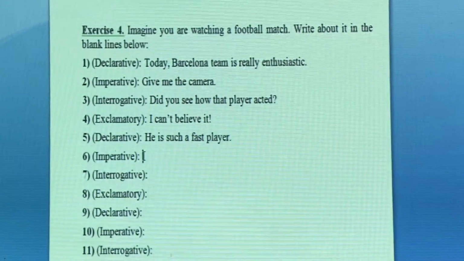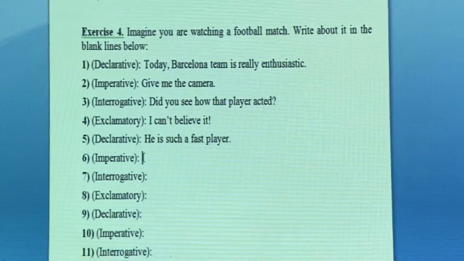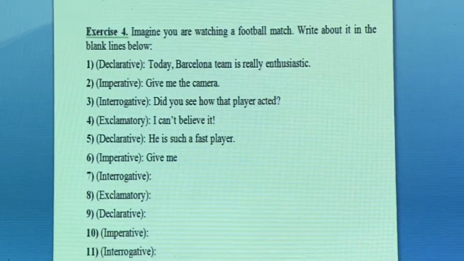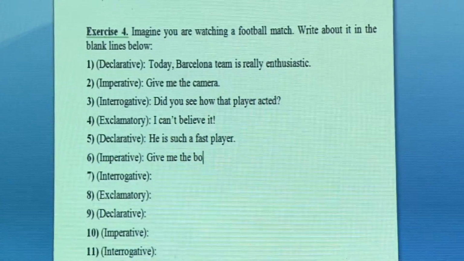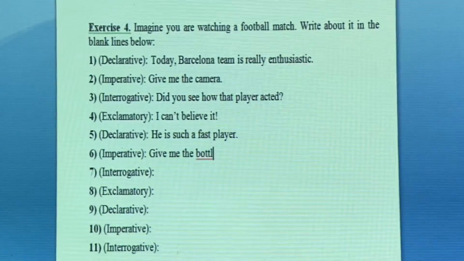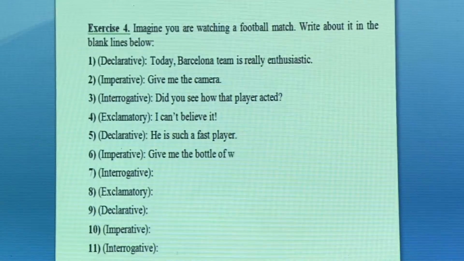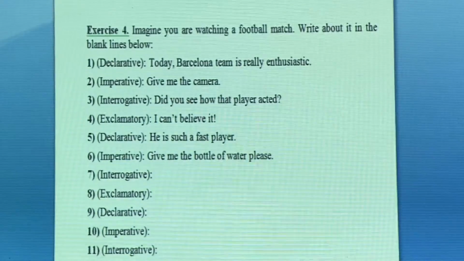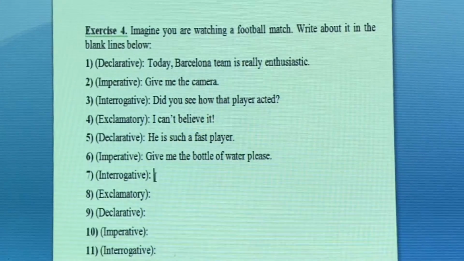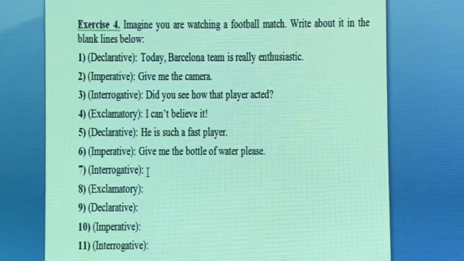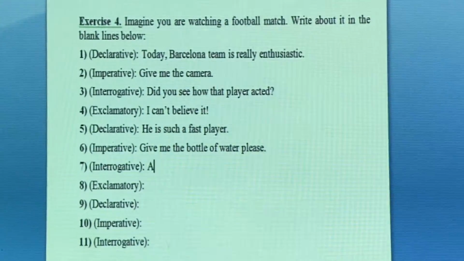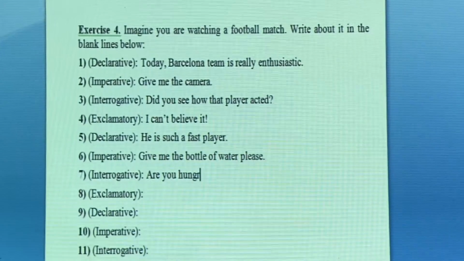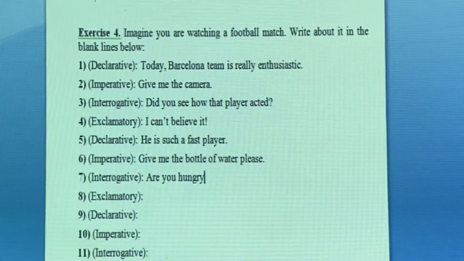Imperative. Again, you can tell your friend, give me the bottle. The bottle of water, please. Interrogative. Are you hungry? Are you hungry?